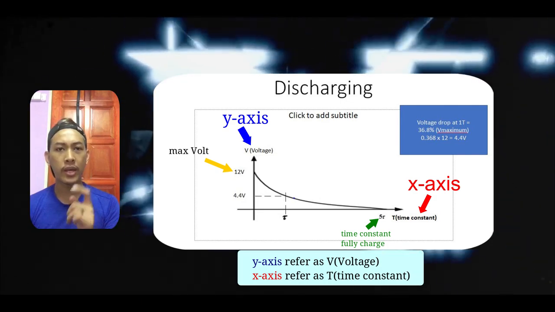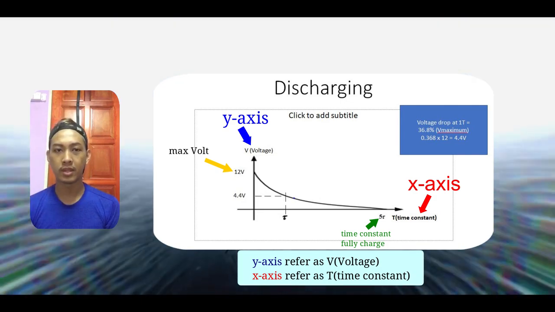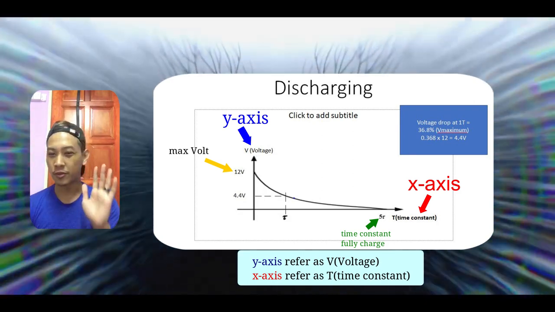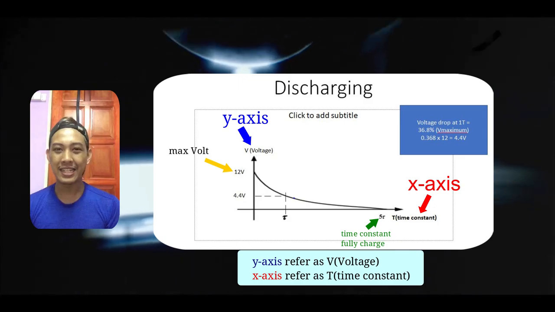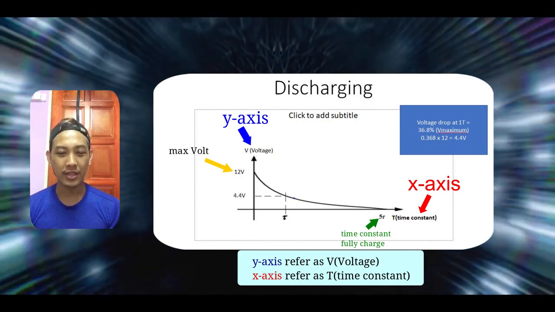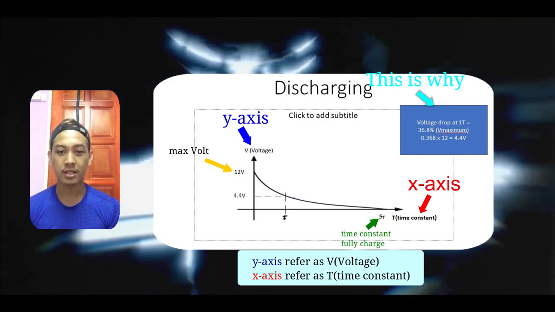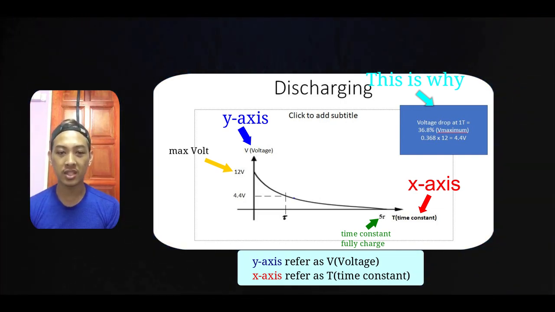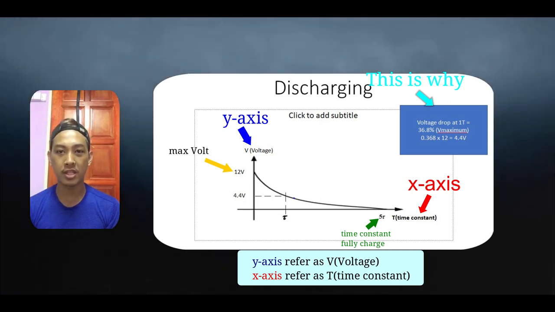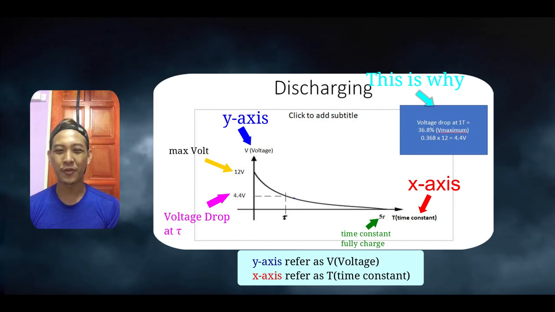Now, why is the voltage at 1 tau equal to 4.4 volt? It's a little bit confusing, but let me explain to you. The reason why we get the voltage at 1 tau equal to 4.4 volt is because the value of voltage at 1 tau is equal to 36.8% of its maximum voltage. So that's why we get the 4.4 volt.